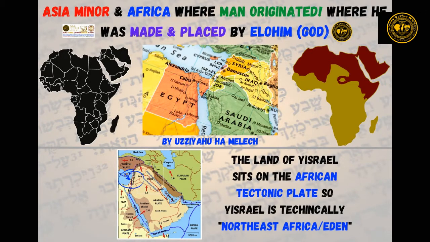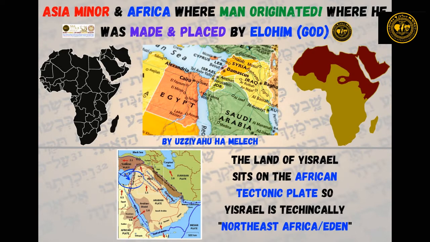Now, the land of Israel, the land of Yisrael, sits on the African tectonic plate. So Yisrael is technically Northeast Africa, Eden. Right here, you see Israel, right? On the left side, this is the African tectonic plate. So Israel is on the African tectonic plate. And then on the right side is the Arabian plate, right? You see the Arabian plate. And over here, you see the African plate.